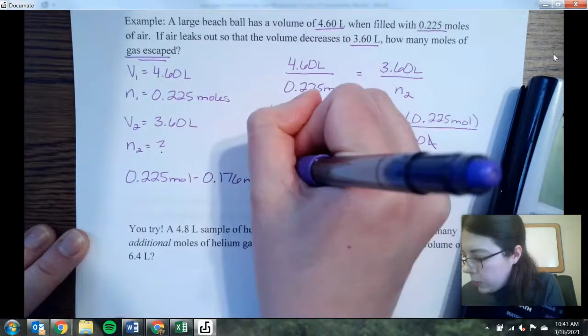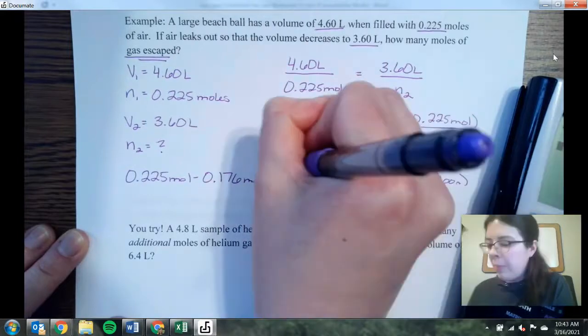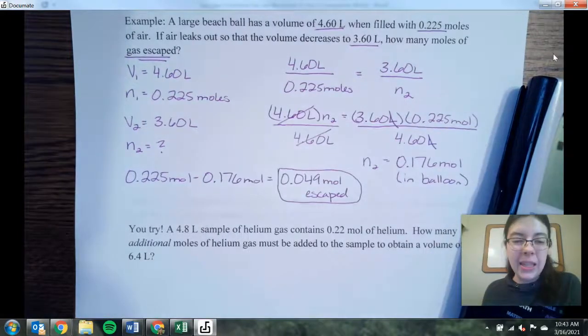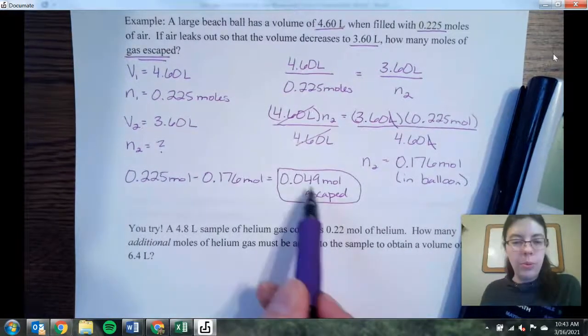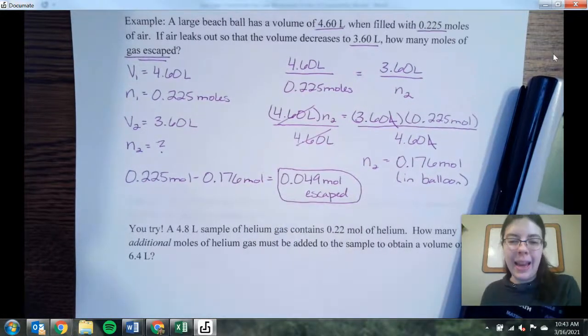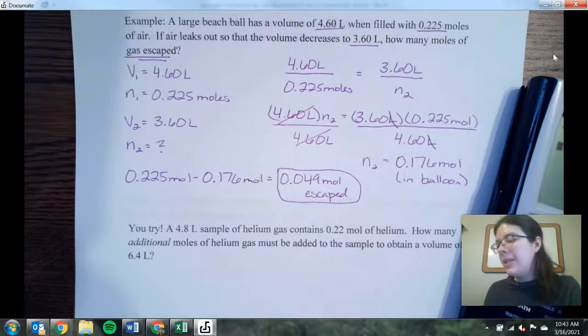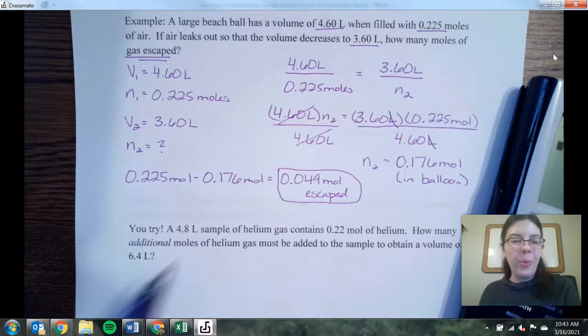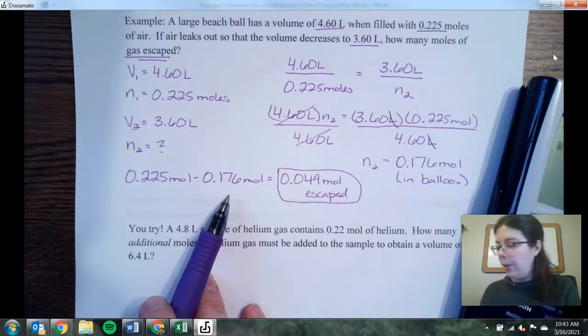Okay, and for sig figs, we are perfectly okay here because when we subtract, we go to the least accurate place value. So we're going to have it to 3 place values past the decimal point. So that is the answer for the first one. So 0.049 moles of air escaped, which left 0.176 moles in our balloon.